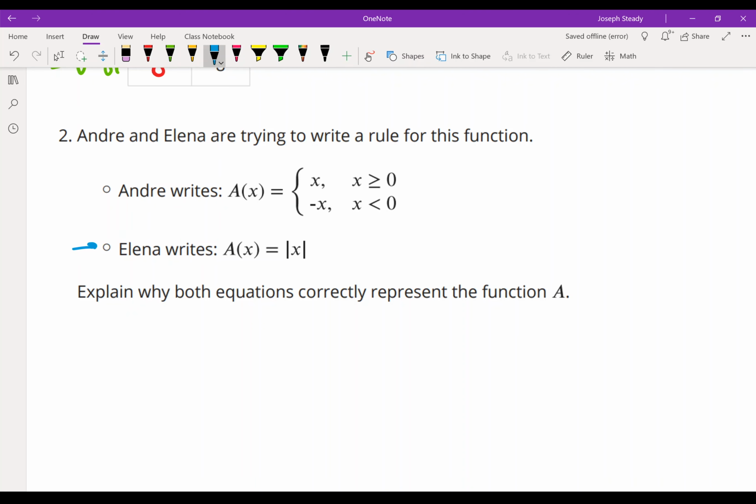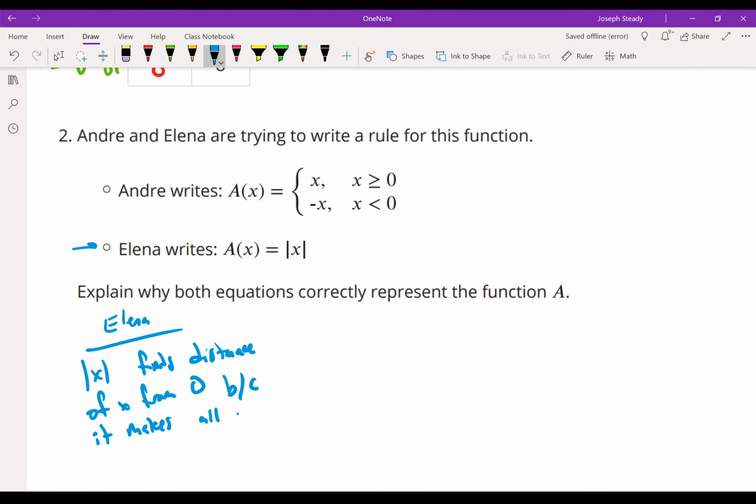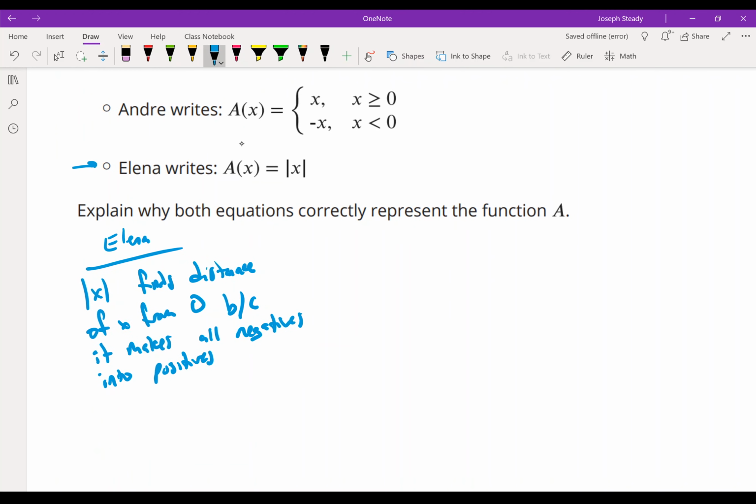So we can say for Elena, the absolute value of x finds the distance of x from 0 because it makes all negatives into positives to get rid of the negative distance so that we don't have negative distance.